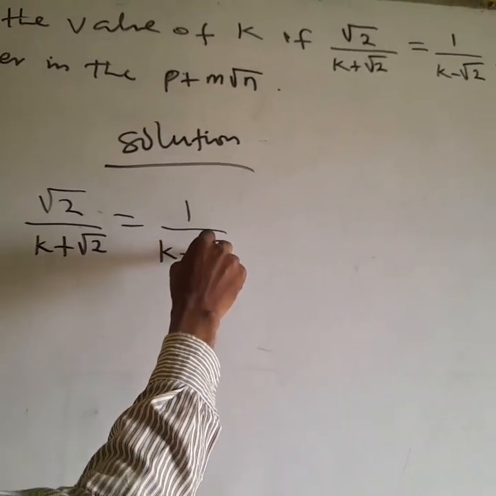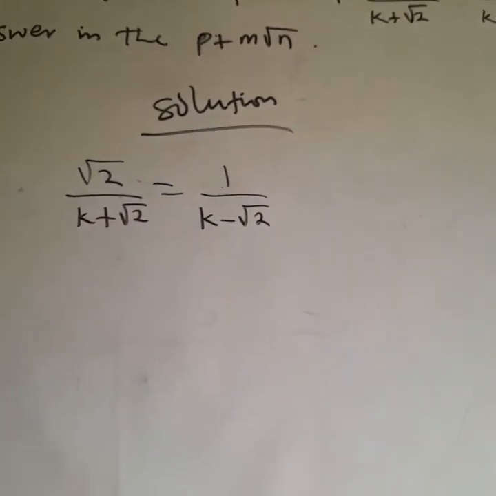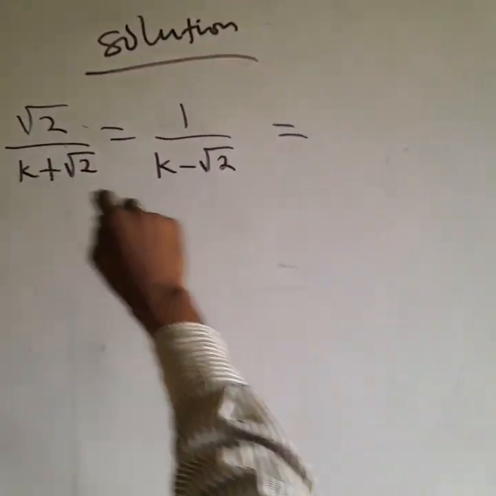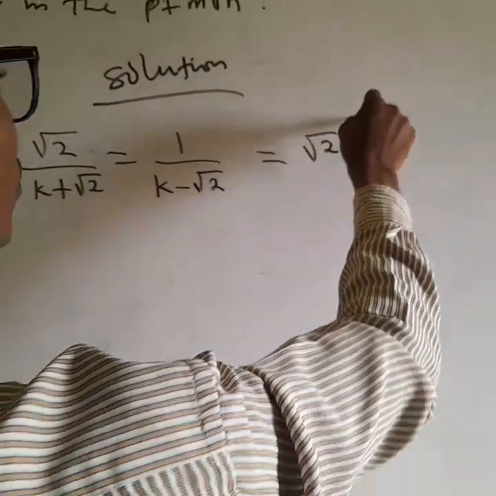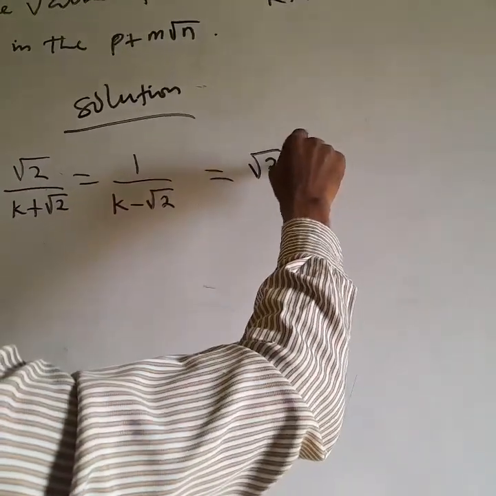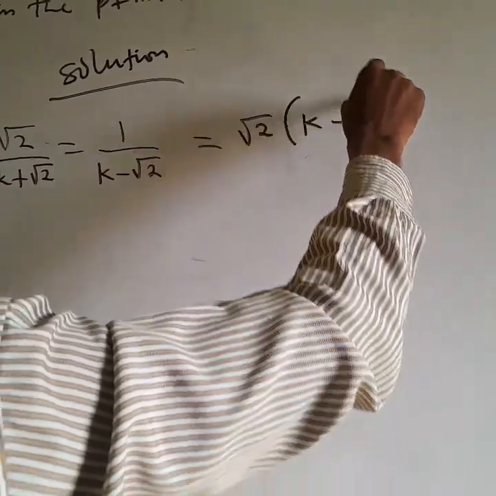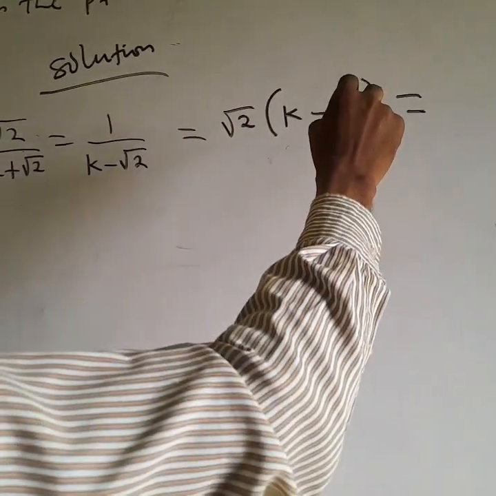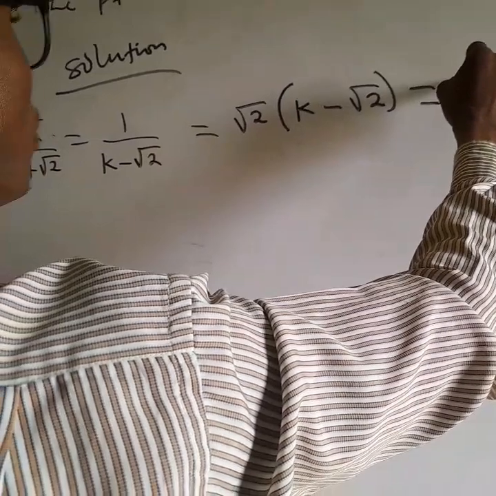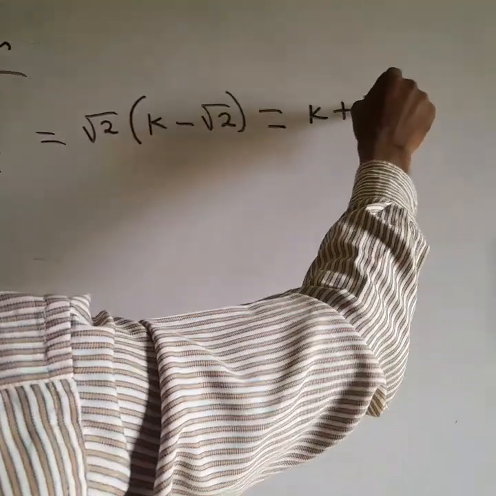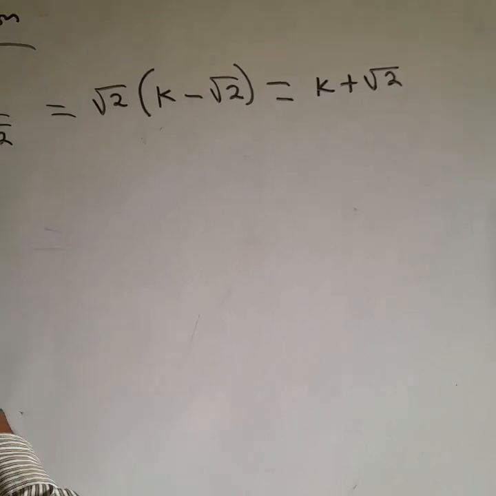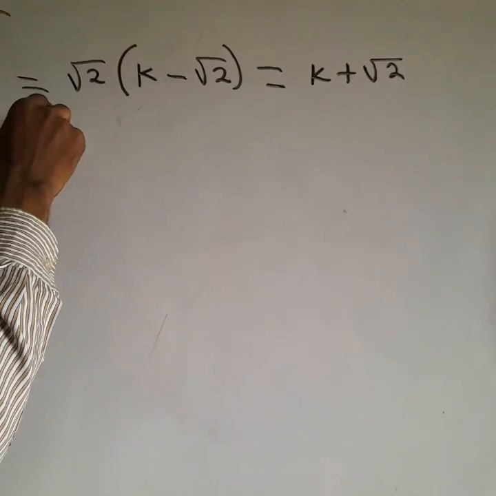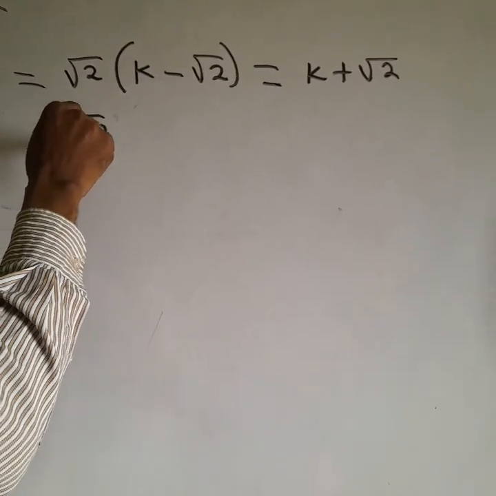The question: root 2 divided by k plus root 2 equal to 1 divided by k minus root 2. First of all, we cross multiply. So if we cross multiply, we'll have root 2 into k minus root 2 equal to 1 times k plus root 2, that will give us k plus root 2. So we open this bracket.